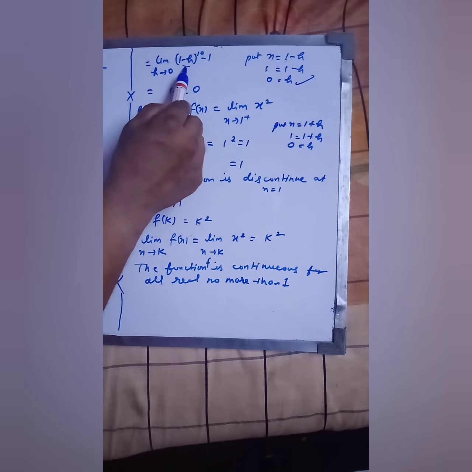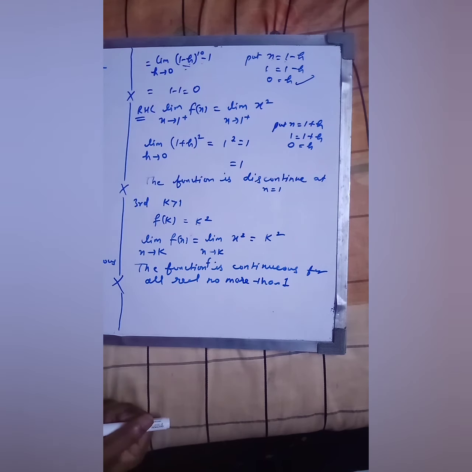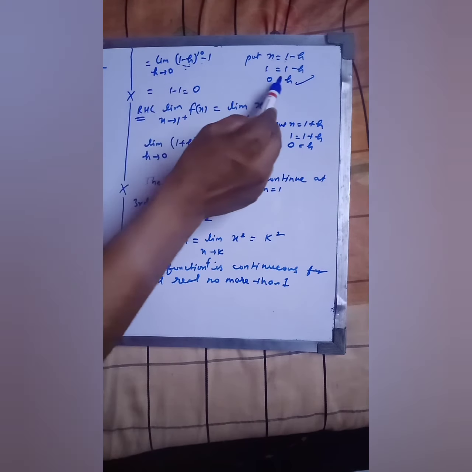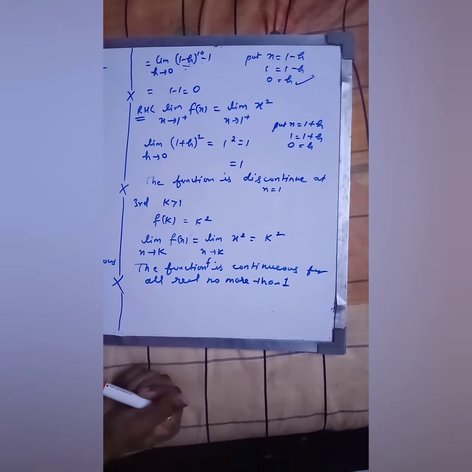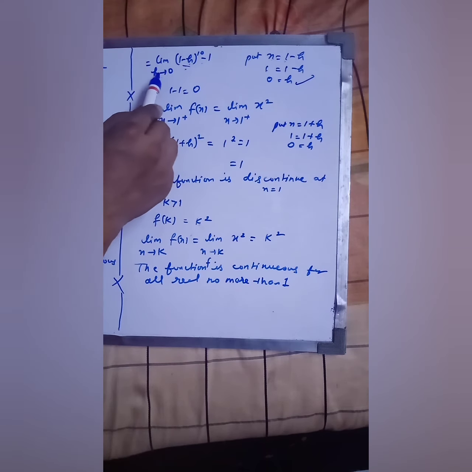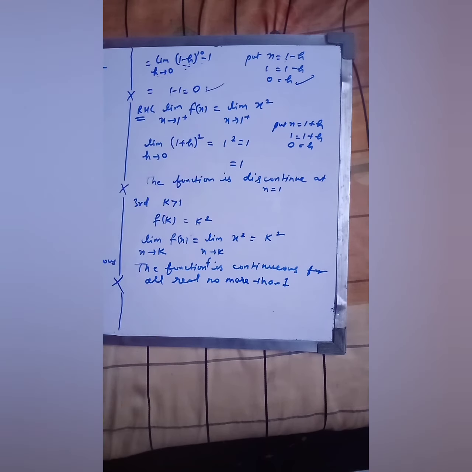So I am just putting the value: (1 minus h) raised to the power 10 minus 1, and the limit h approaches 0. Now you have to put the value of h in this equation. When h equals 0, it will be 1 raised to the power 10, that would be 1. So 1 minus 1, that would be 0.